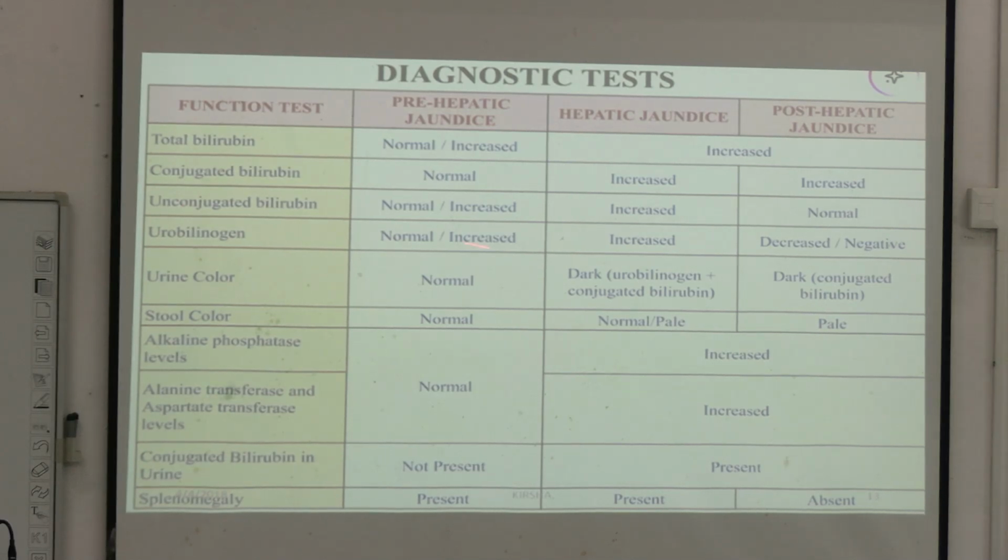Urobilinogen, normal or increased in case of prehepatic jaundice. Hepatic jaundice, increased. Posthepatic, decreased. Urine color, normal here. Here urine color dark, due to urobilinogen plus conjugated bilirubin. Stool color, normal. Hepatic and posthepatic, normal or pale. Now the enzymes. Enzymes will be normal here, but here enzymes will increase.